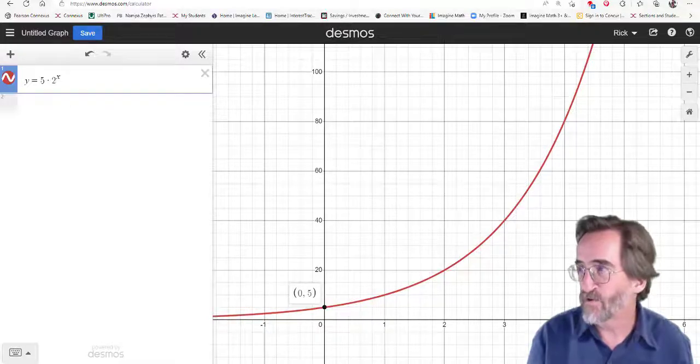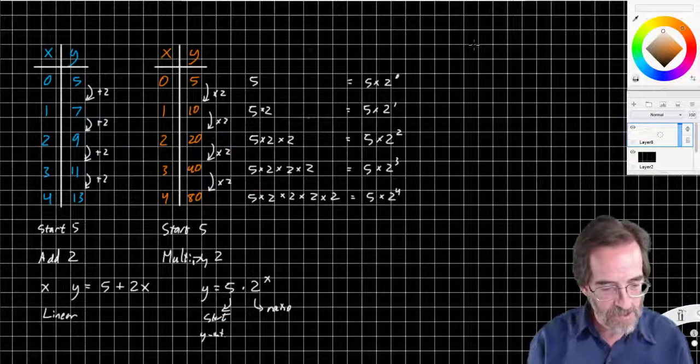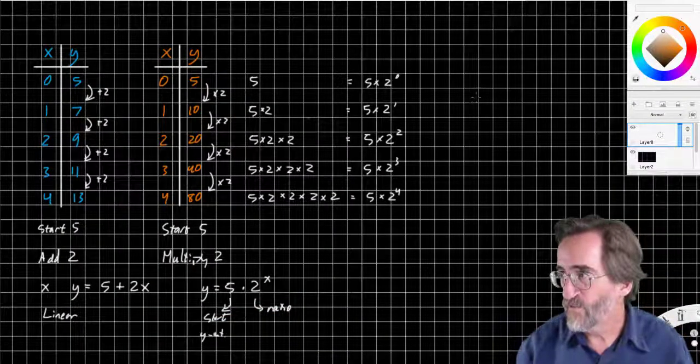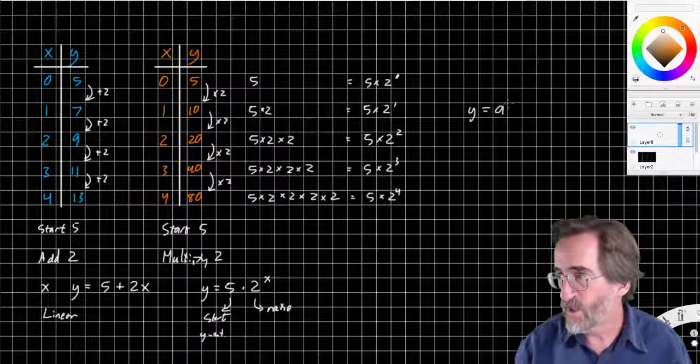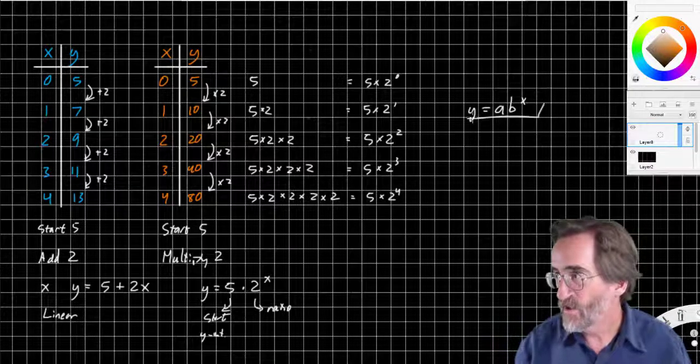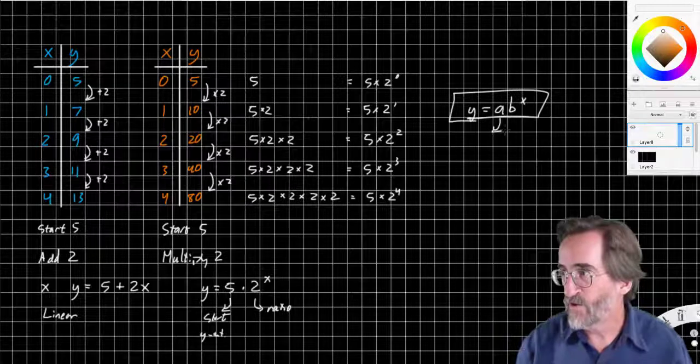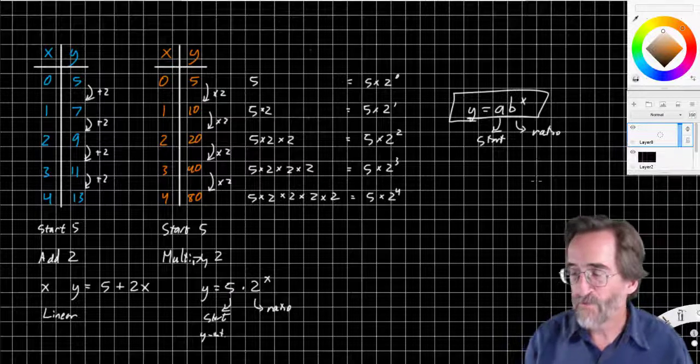So in general, an exponential function is in the form y equals ab to the x. Okay. Where a is the start value or the y-intercept. And b is the multiplier, or we'll call it the ratio, okay?